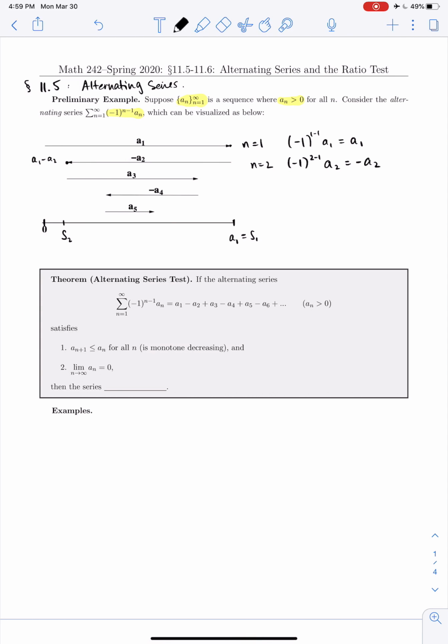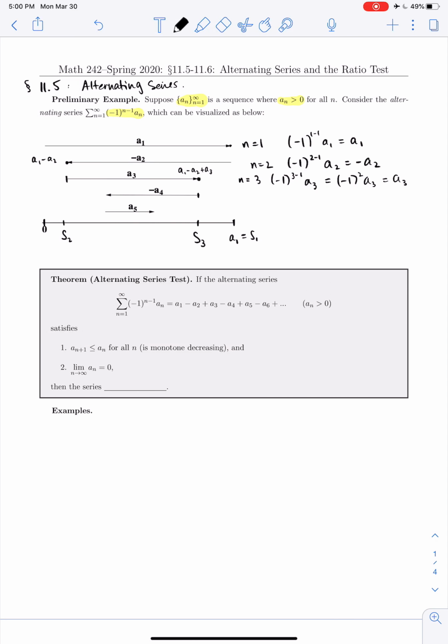And then if you add -1 to the 3 minus 1 times that sequence term a3, well, that's -1 squared times a3. So a3's sign does not get changed like a2's sign did. So you're going to add a positive a sub 3, and from where you were in the sum, that lands you over here. So this is now a1 minus a2 plus the positive value of a3. There's your s sub 3, your third partial sum.